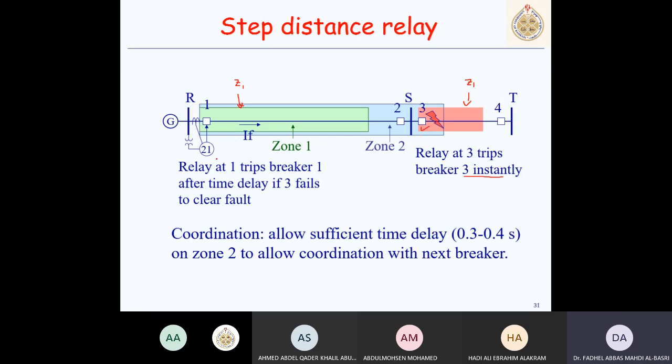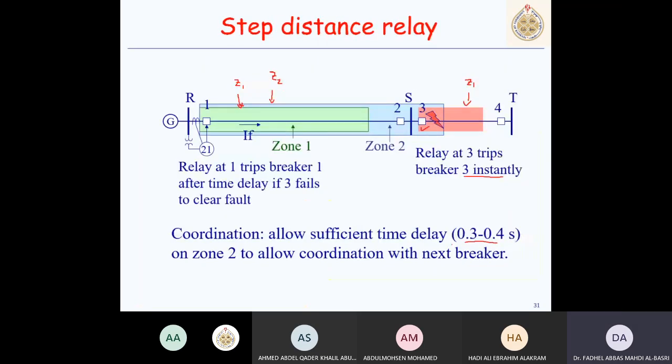Although this relay has also seen this fault within its reach of zone 2, it will not operate instantly. It will wait 0.3 seconds. Before 0.3 seconds is reached, the other has already tripped and the fault is cleared, so this relay will not operate. And that's required: this 0.3 to 0.4 second delay in zone 2 allows coordination between the relay at breaker 1 and the relay at breaker 3.